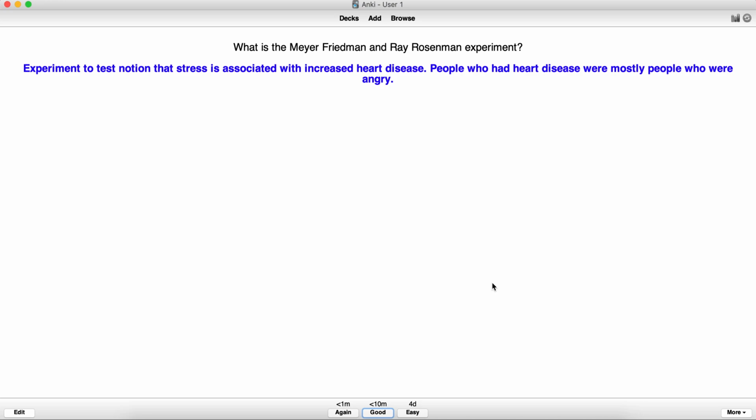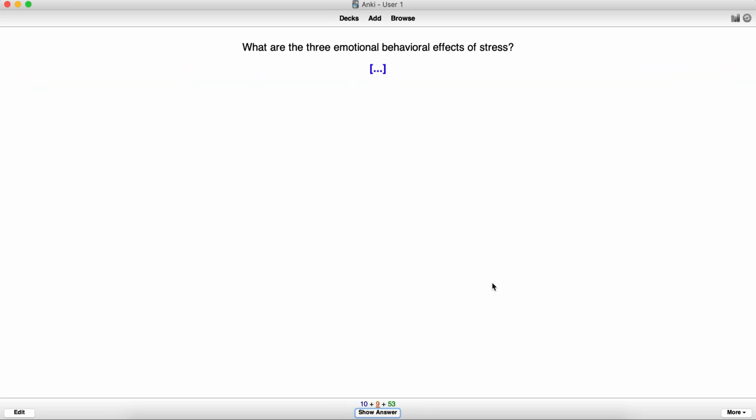The Meyer Friedman and Ray Rosenman experiment. They tested the notion that stress is associated with increased heart disease. People who had heart disease were mostly angry. Interesting. The emotional behavioral effects: anger, anxiety, and addiction. It's like 3 A's.